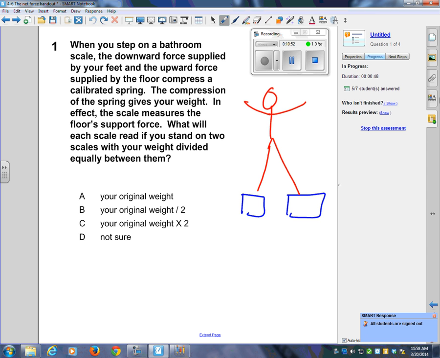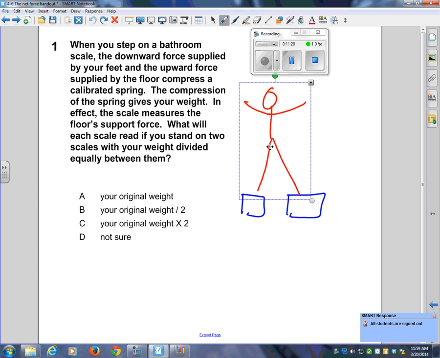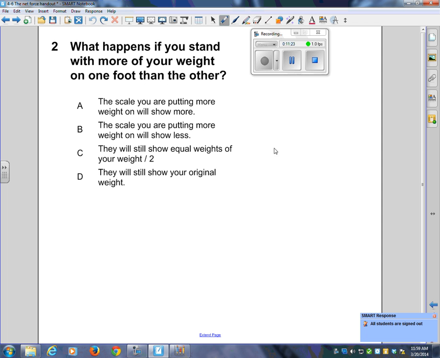I'm waiting for 2 more people. Oh, right, let's do it. Hey, Riley's already done it. It's a trick question. It's not a trick question, I know what I'm doing. What happens if you stand with more of your weight on one foot than the other? What if you sort of lean one way? You're good. What if you kind of lean one way?